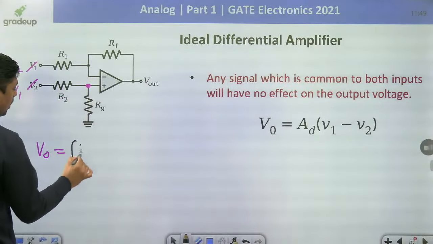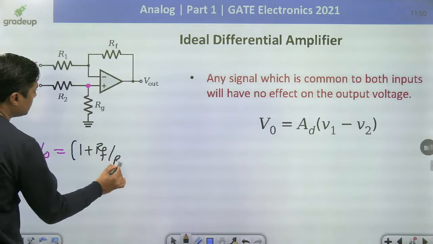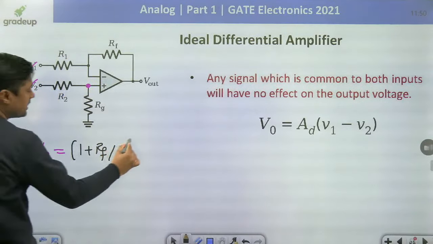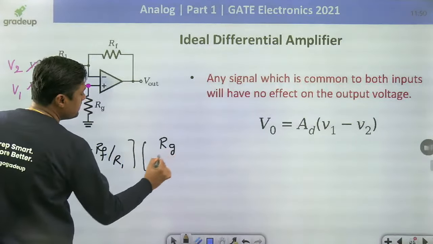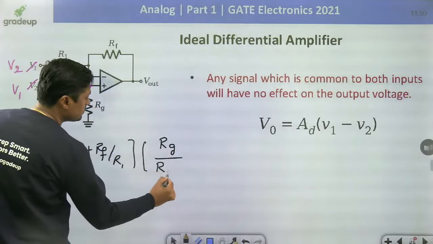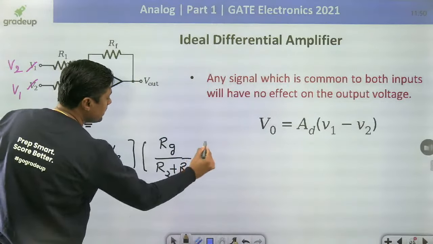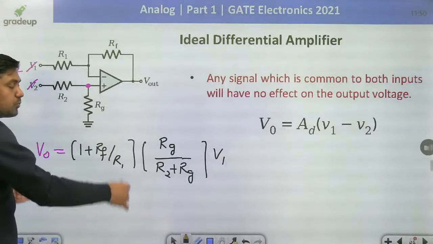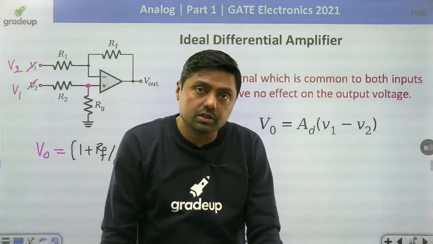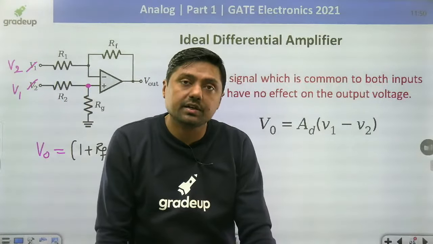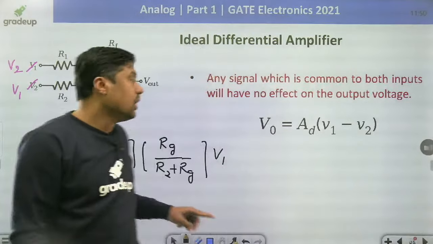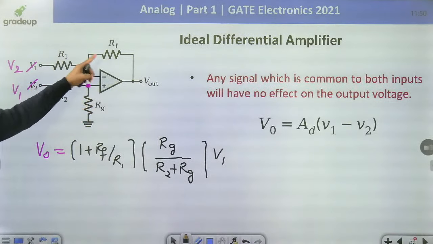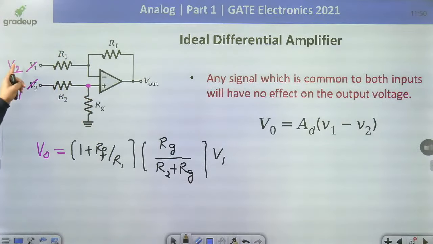V0 is equal to 1 plus RF by R1, that is the gain of the non-inverting operational amplifier, into the voltage at this point. What is the voltage at this point? Always remember, Rg by (R2 plus Rg) into V1, if the voltage is V1. This is the output because of the non-inverting terminal voltage. Always remember it is a linear integrated circuit so that we can apply the superposition theorem. So I am finding the voltage at this point, Rg upon (R2 plus Rg) V1, multiplied with 1 plus Rf by R1. Now with this 0, the voltage at this point is V2.